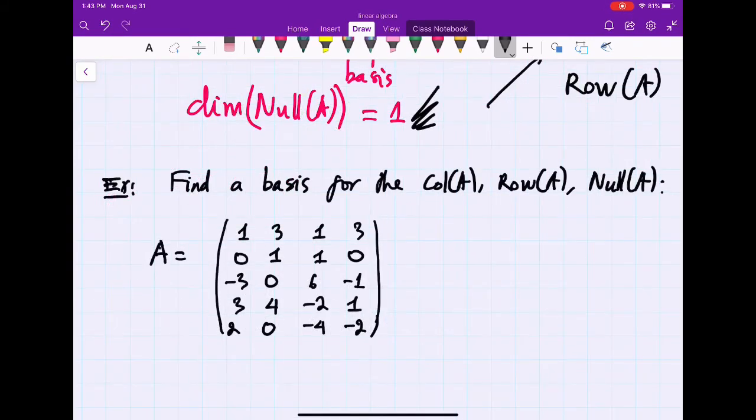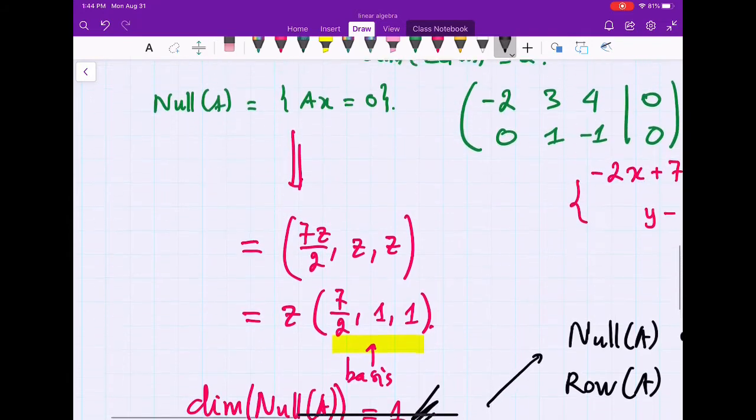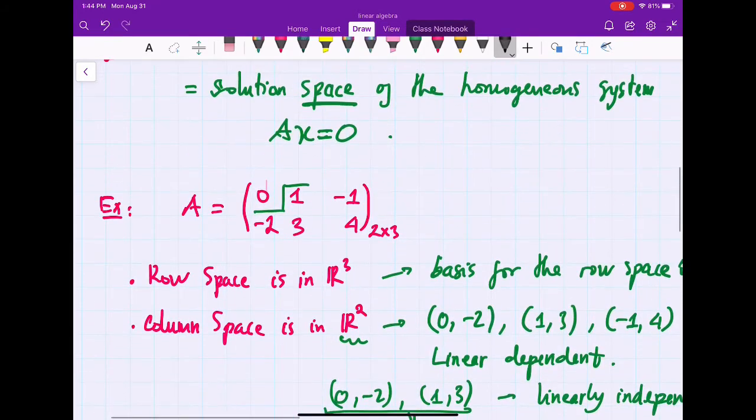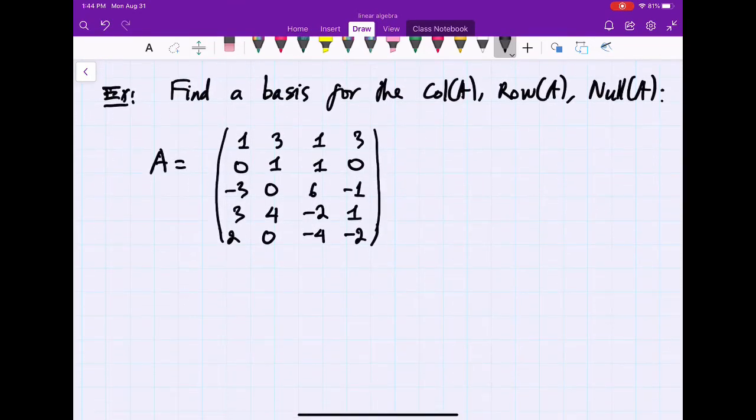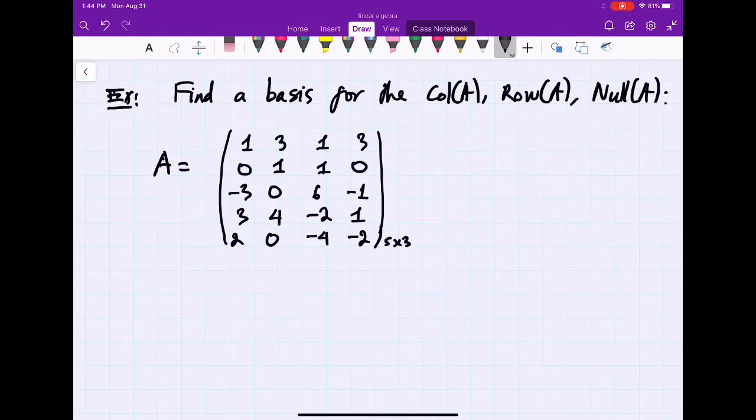In the previous example, we didn't do anything with the matrix A because it was already in row echelon form. Does that make sense? So now we have a bigger matrix. The size of this one is 5 by 4, so we have 5 rows and 4 columns. That means the row space of A is a subspace in R4, and the column space of A is a subspace in R5. We don't know about the null space, but we'll figure it out.